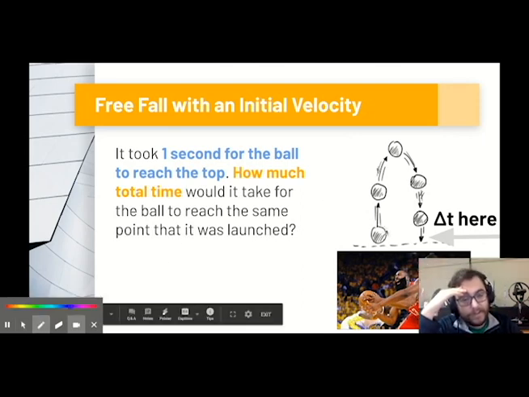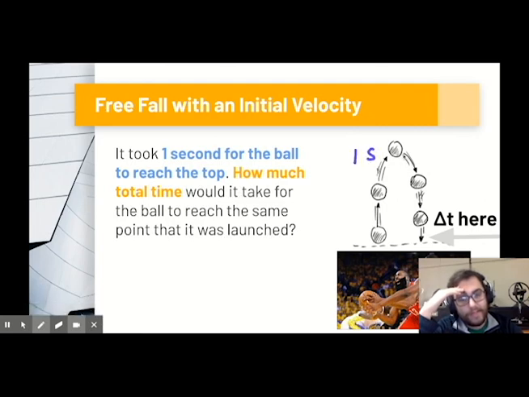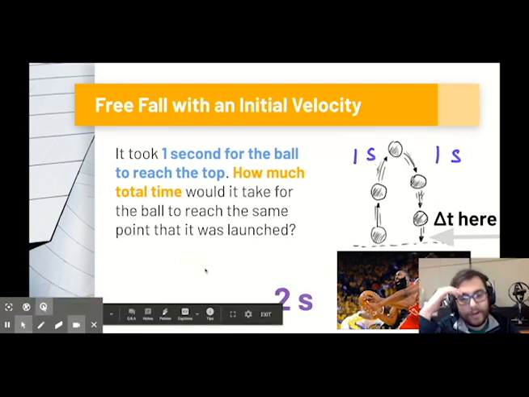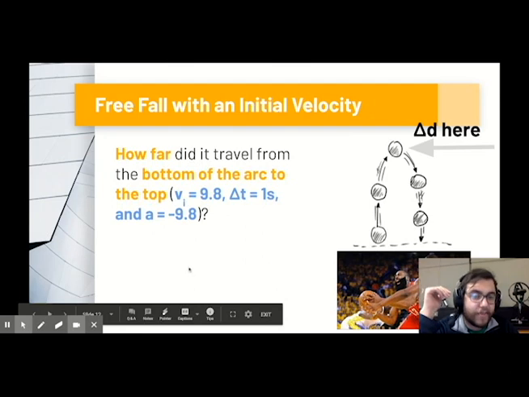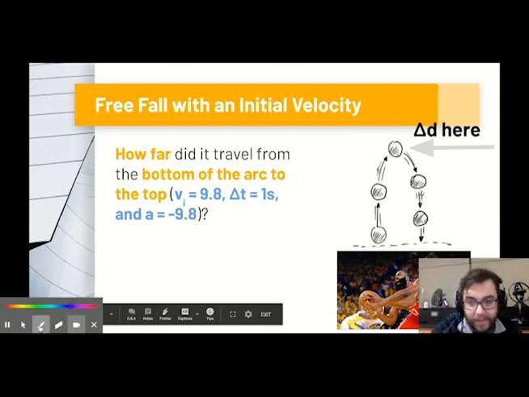So it travels one height up, 1 second. And if it falls the exact same height back down, you can assume that it would take another 1 second to reach the ground. So the total time in which it is in the air is that 1 plus 1, which gives us a value of 2. Pretty straightforward stuff. If you are confused, ask me for help. So how far did it travel from the bottom of the arc to the top? This time we are going to actually have to do some math.